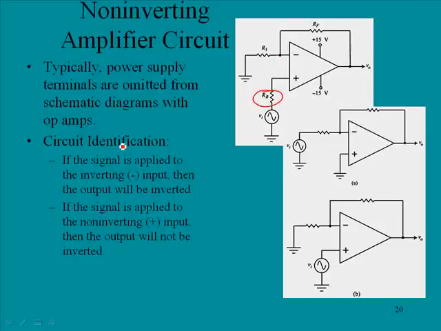Okay, back to our circuit identification. If the signal is applied to the inverting input, that is going to be the minus side, then the output will be inverted. If the signal is applied to the non-inverting input, then the output will not be inverted.